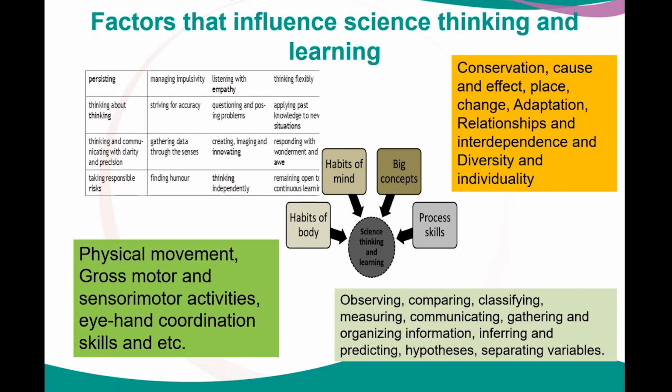This way you can also think about the 16 habits of mind, thinking and communicating with clarity and precision. Good problem solvers are able to use their understanding of a situation and communicate their thinking clearly. Okay, and then you look at gathering and organizing information. Gathering and organizing information also represents the 16 habits of mind. When one gathers data, you strive for accuracy, not only in collecting the data, but also in communicating it.